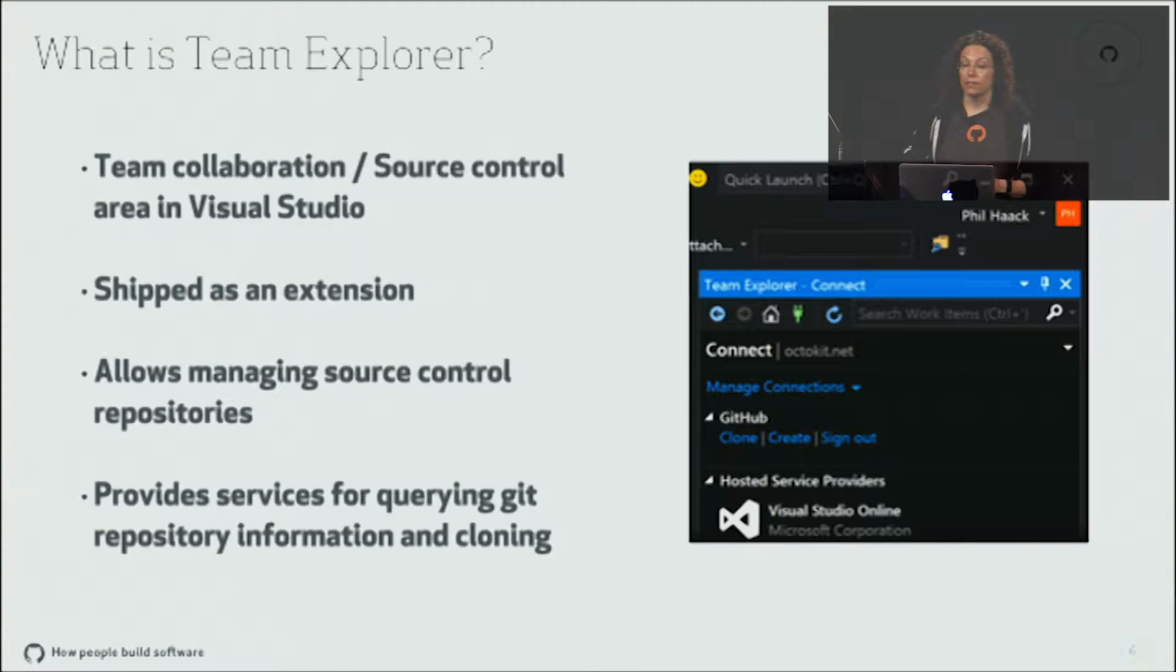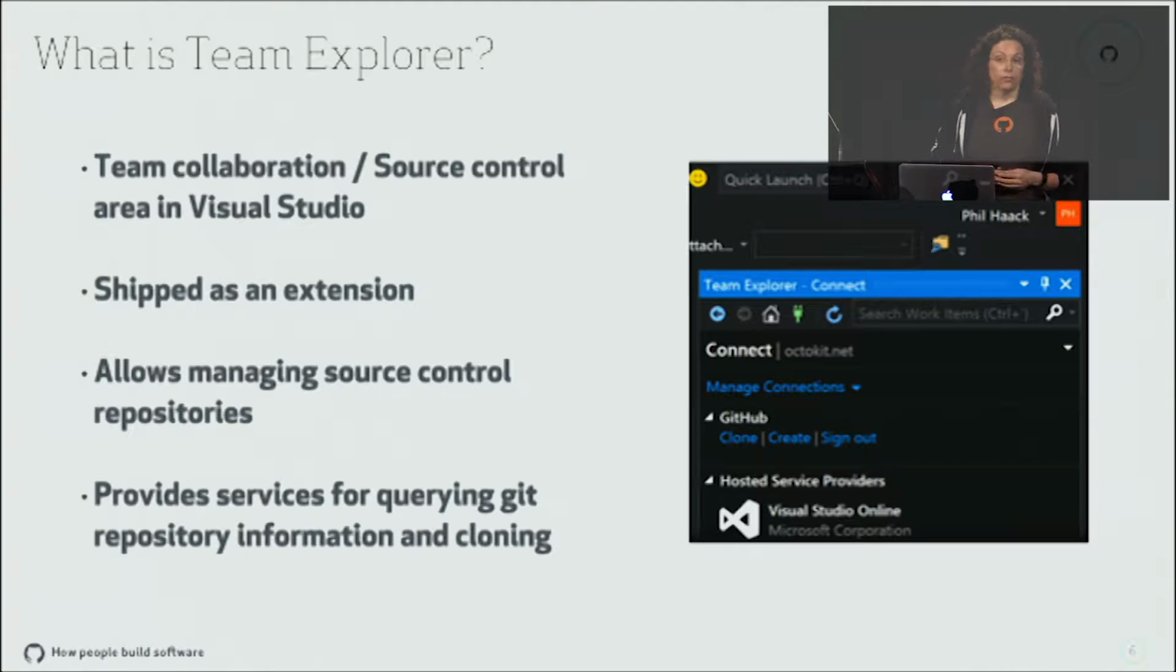Team Explorer is the team collaboration source control area in Visual Studio that came out in Visual Studio 2013. It's on the sidebar next to Solution Explorer and all the other little panes. It gives you a view of your local repositories, so you can easily switch between them. Anything that you've opened that is a Git repo in Visual Studio is basically listed there. And it gives you access to all the Git operations, so looking at branches, history, and syncing, publishing, and doing all of this stuff.